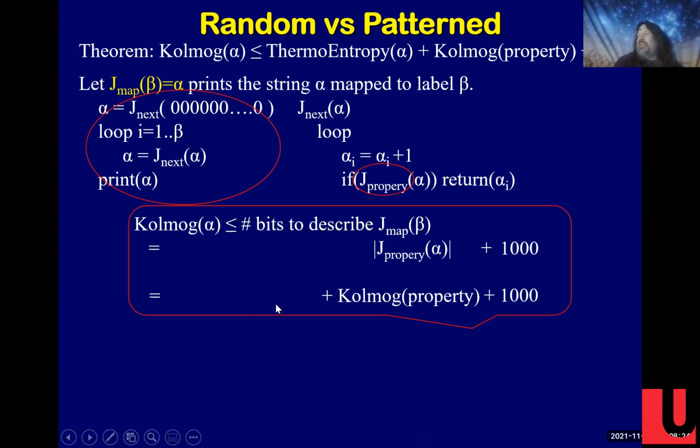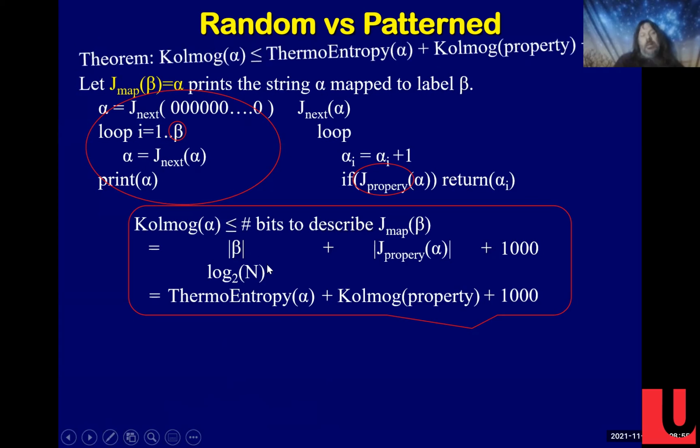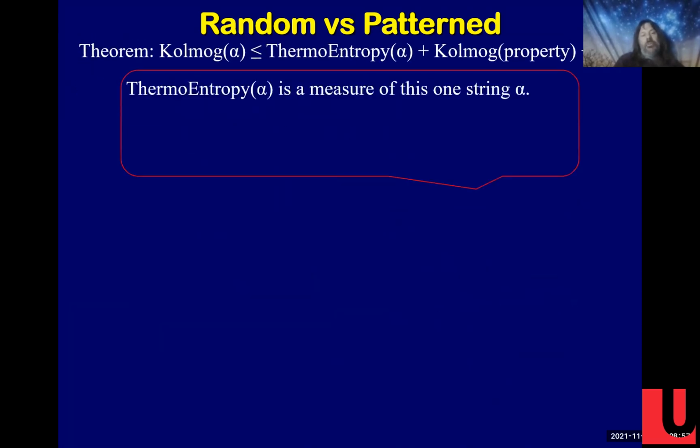And now what's remaining here? What haven't I counted in our description of this code? Anybody guess? It's the beta. I have to get the beta into the program. And how many bits does the beta have? The beta is the thermodynamics. It's the definition of it, the log of the number of possible strings in S. And that completes our proof.